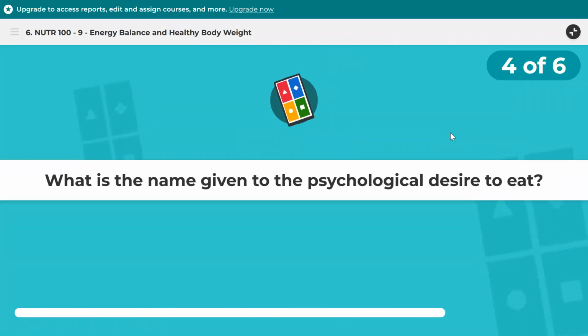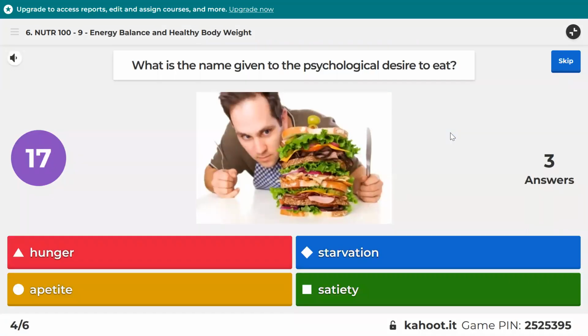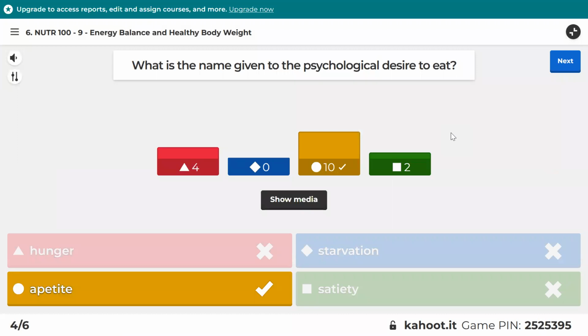What is the name given to the psychological desire to eat? So the correct answer is appetite, and I spelled appetite incorrectly, but 10 of you still got it anyway, so well done on that. So hunger is a physiological need. So it's more the body giving you signals that you need to eat. Appetite is psychological, meaning your brain is saying, hey, I want some pizza because that smells really good.